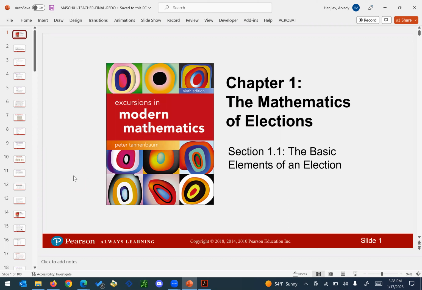But let's go through it. Since we have 2 times to do this, we're going to cover sections 1, 2, and 3 today. For Thursday's office hours, we'll cover 4, 5, and 6. So let's jam. Let's go with it here. Chapter 1 is the basic elements of an election. That's what we're going to look at in 1.1. A lot of definitions here.